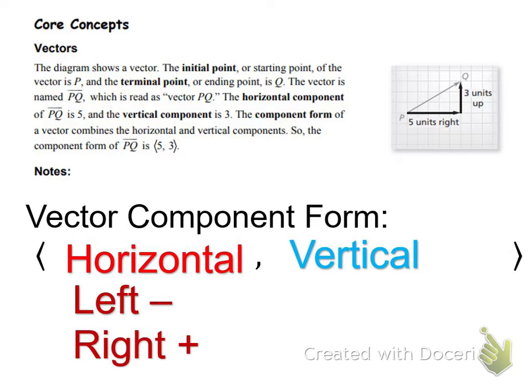When do we go down? When that number is negative. And then you go up when it is positive. So that is a vector. That's a component form of a vector. Component form.